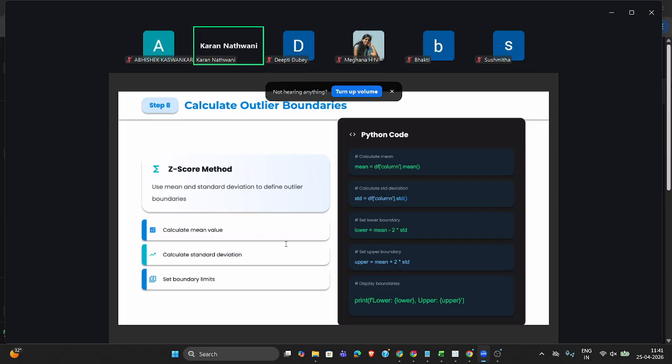Are you getting my point? So this is your Z-score method. Please note down, this is your Z-score. This you will always calculate. How? Calculate the upper boundary, lower boundary, and then you compare. If the data is within that boundary, it is normal. If it is beyond, then it is an outlier.